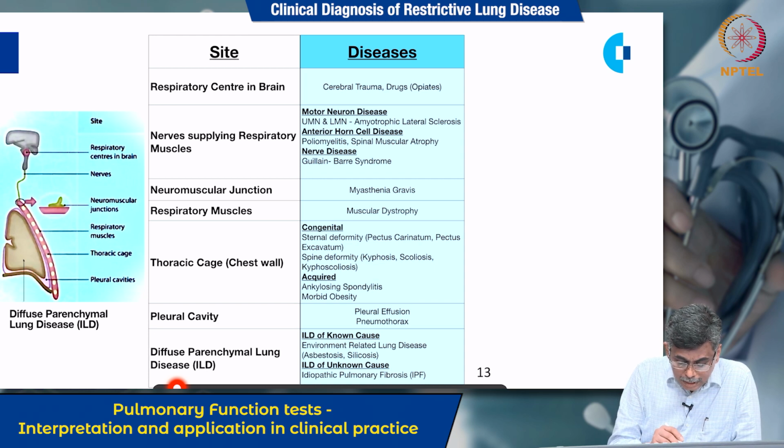Now coming to the pleural problem. The pleural problem which causes restrictive lung disease could be pleural effusion or a pneumothorax. Then coming to the thoracic cage, the problems could be congenital or acquired conditions. Congenital could be a sternal deformity or a spinal deformity. Sternal deformity examples are pectus carinatum and pectus excavatum. The spinal deformities are namely kyphosis and scoliosis. Acquired disorders include ankylosing spondylitis, and even morbid obesity will restrict the chest wall from expanding.